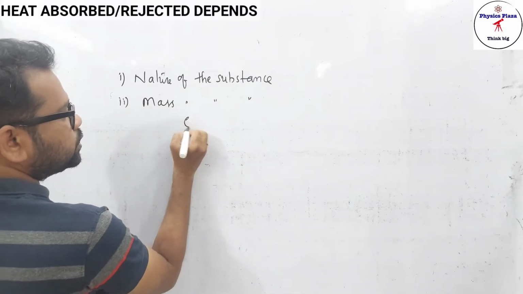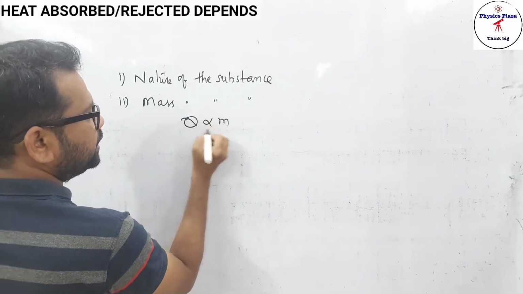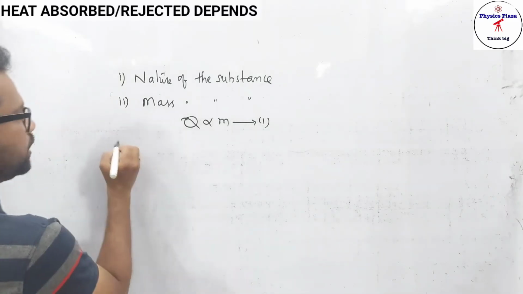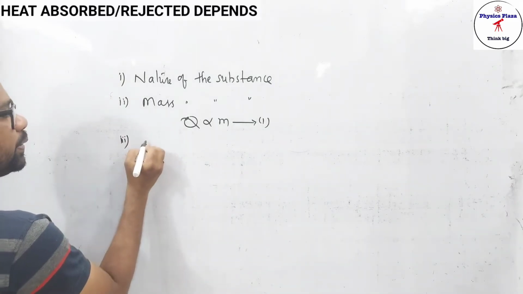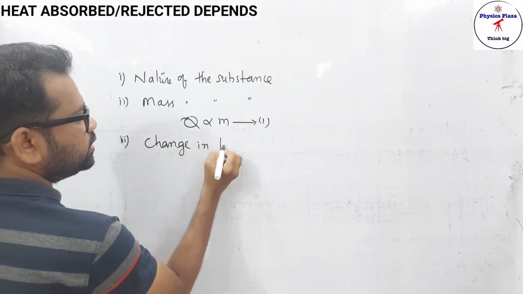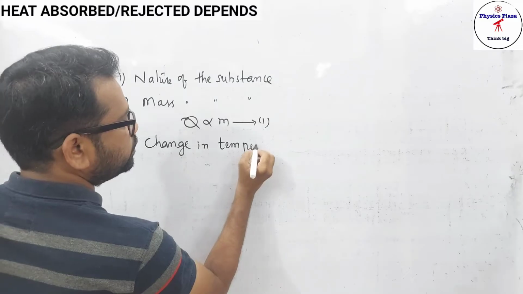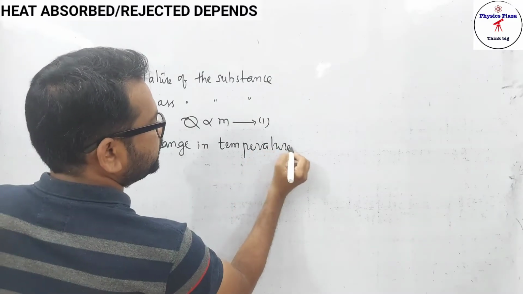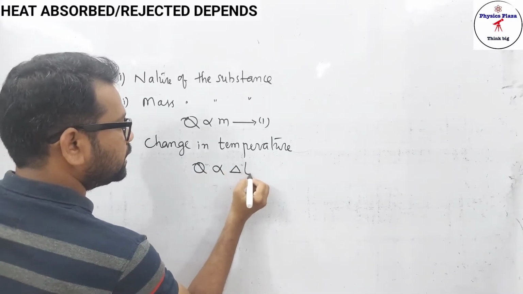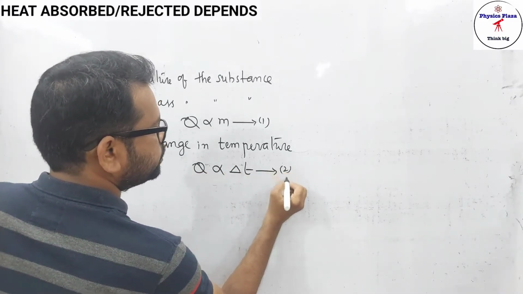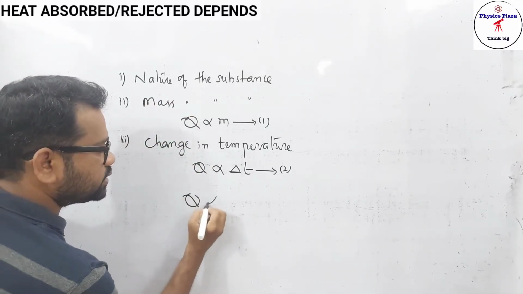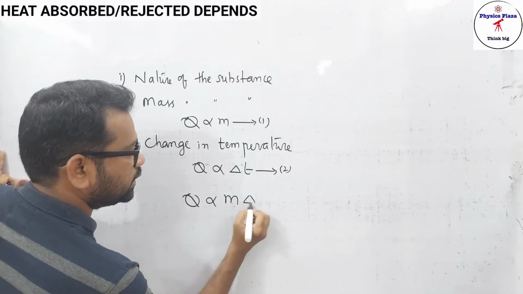How does it depend, children? If the mass is more, more heat energy is required. If the mass is less, less heat energy is required. And the third is that it also depends on the change in temperature of the substance. That is, Q is directly proportional to delta T. Let us say equation 2. Children, from equations 1 and 2, we can write Q is proportional to M delta T.